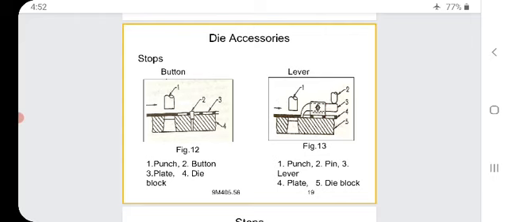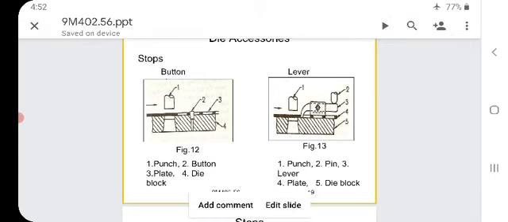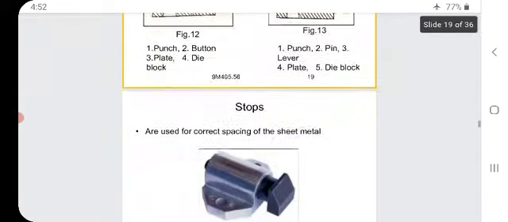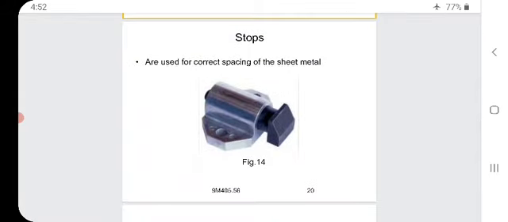See the main difference between the button type and the lever type. In the figure, pin number 3 and number 2, only that is the change. For the first, you are seeing a button type here, and in the next figure you are seeing the lever type, which is an inverted L type. These are examples of stops. They are used for the correct spacing of the sheet metal.